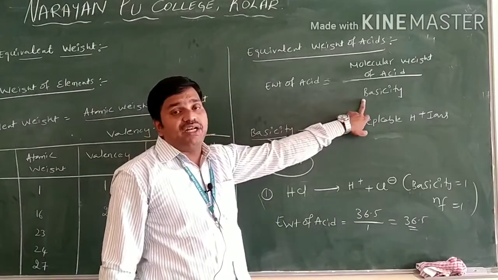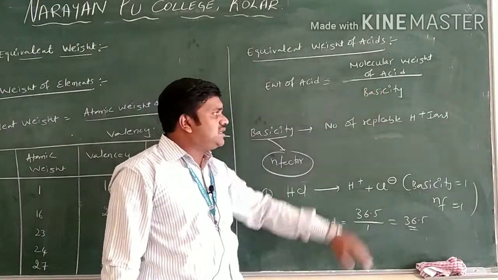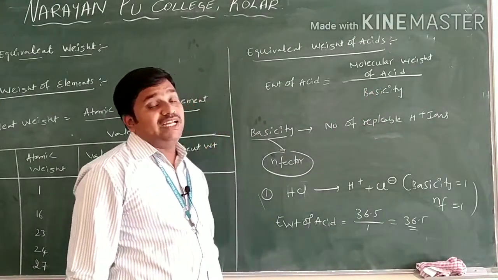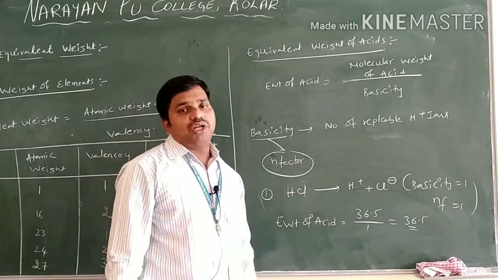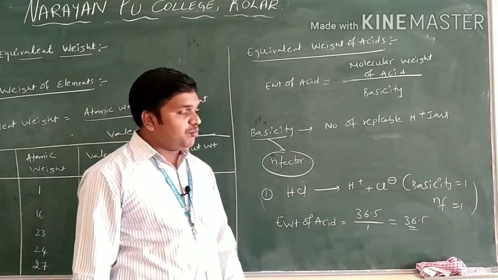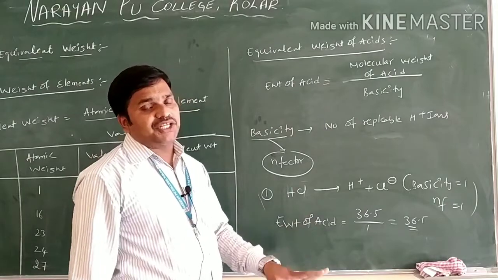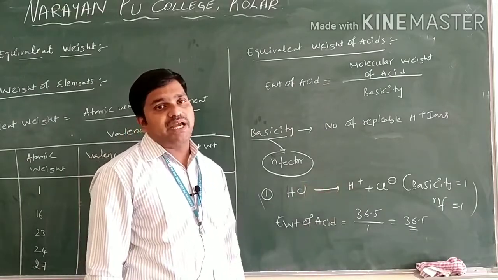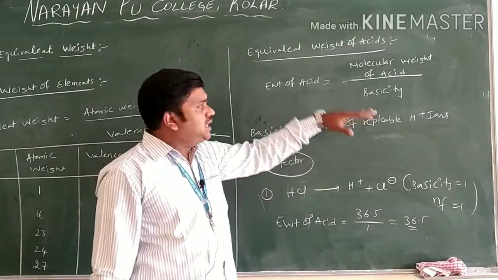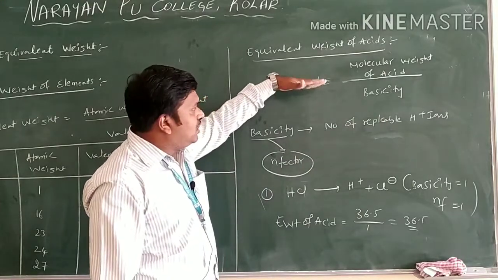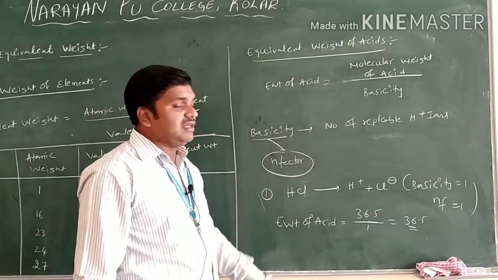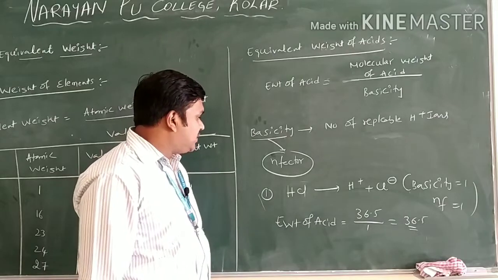What concept do you have to identify? Basicity. What is basicity? Number of replaceable H plus ions. So generally which compounds give H plus ions? Acids are the compounds that give H plus ions in the reaction. Based on the number of H plus ions, you will find out the basicity. Then you can substitute these values in this formula, and you will get the equivalent weight of acid.